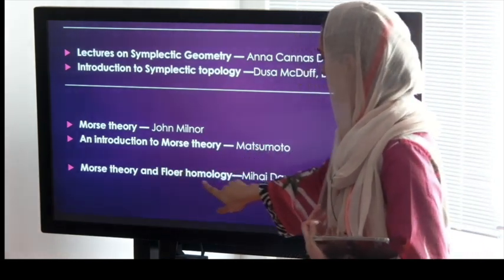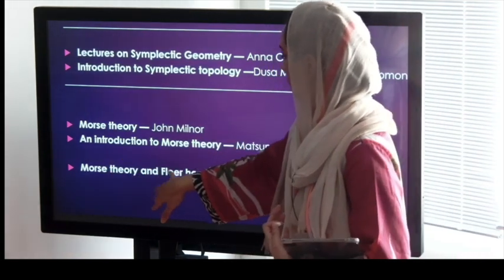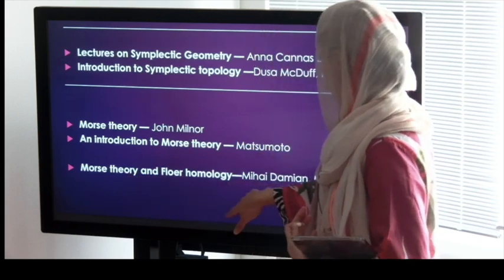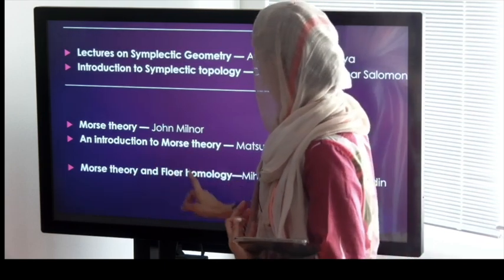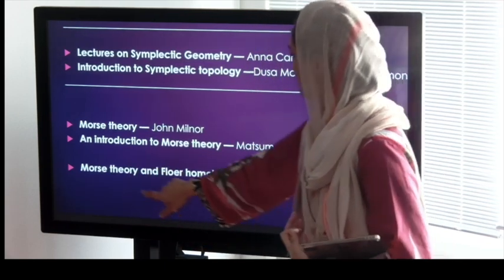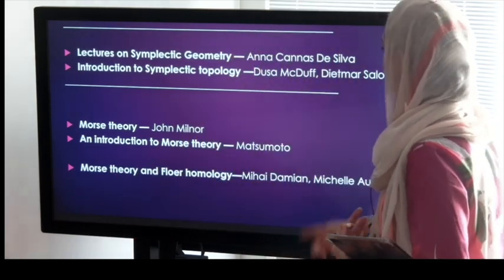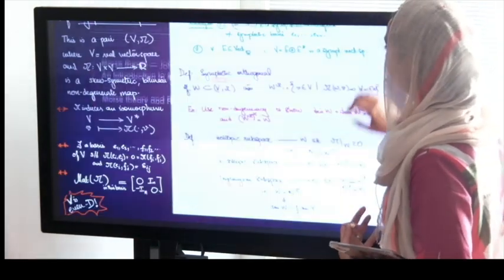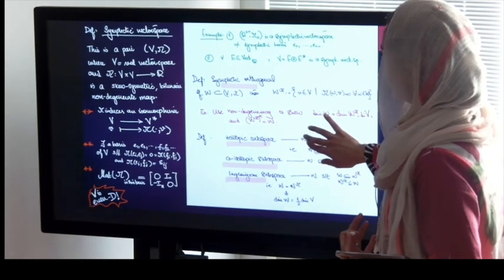And here you have something that builds Morse theory or Morse homology. Okay, so I have switched the theory and homology. Apologies for this again. It's supposed to be Morse Homology and Floer Theory. Never mind. Okay, so what are we doing today?